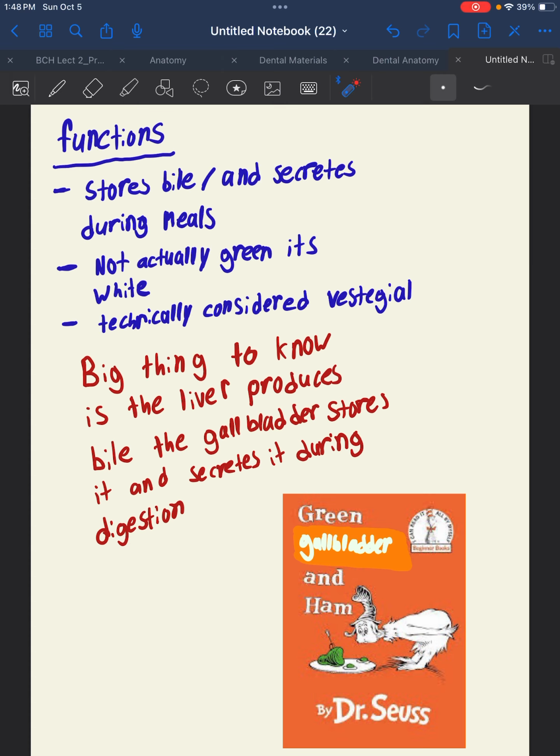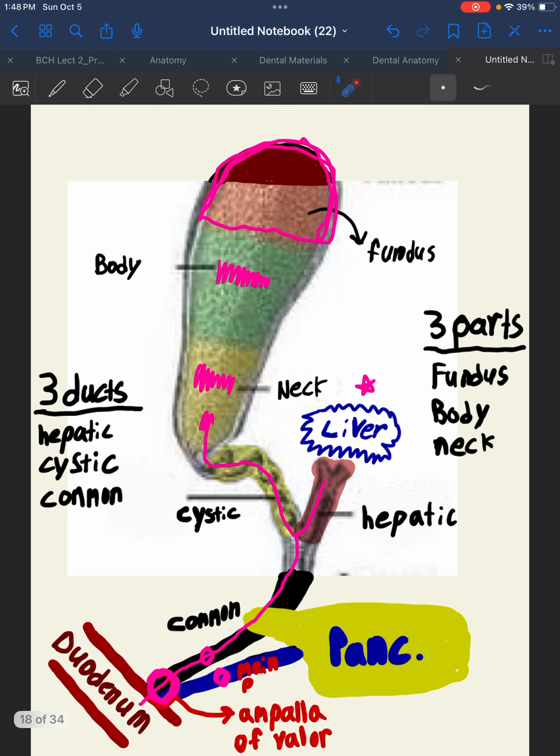And just for some extra knowledge, the gallbladder actually isn't green in the human body when you're performing surgery. None of you here are probably ever going to be performing surgery in the abdominal cavity, and if you are, you're probably getting malpractice. I don't know why a dentist would be in the stomach trying to remove a gallbladder, but I don't know. If you ever do for some reason remove the gallbladder as a dentist, I'll probably see you on the news, but you wouldn't see it as green, you'd see it as white. It is not the green gallbladder in ham, it's actually the white gallbladder in ham, stated by my favorite author, Dr. Seuss, the OG.